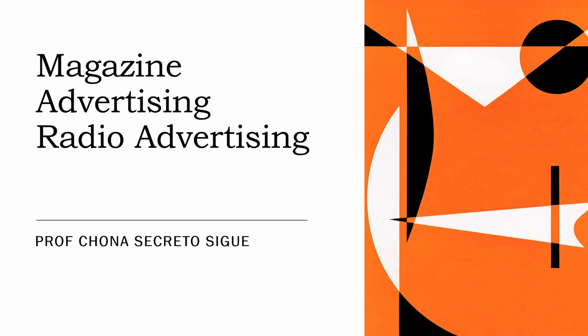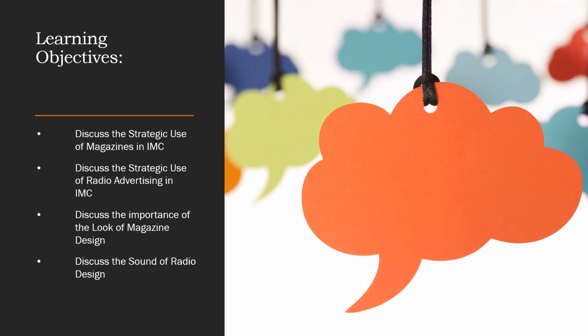Hi everyone, today I will discuss lesson 7 in integrated marketing communication, which is magazine advertising and radio advertising. In this lesson, the learning objectives are as follows.